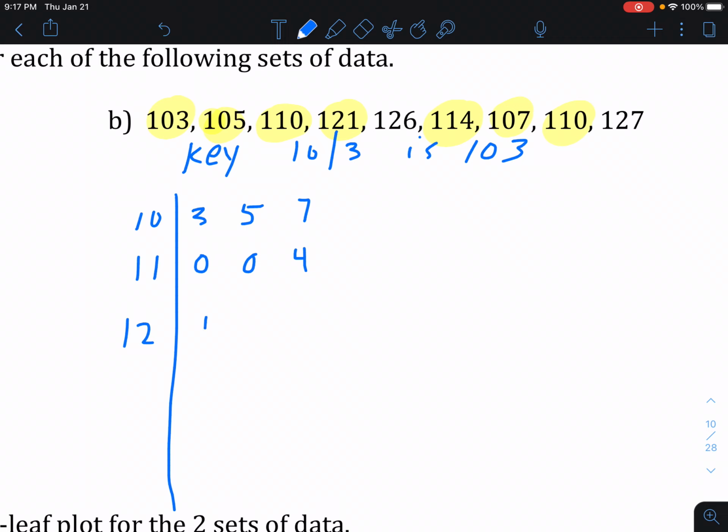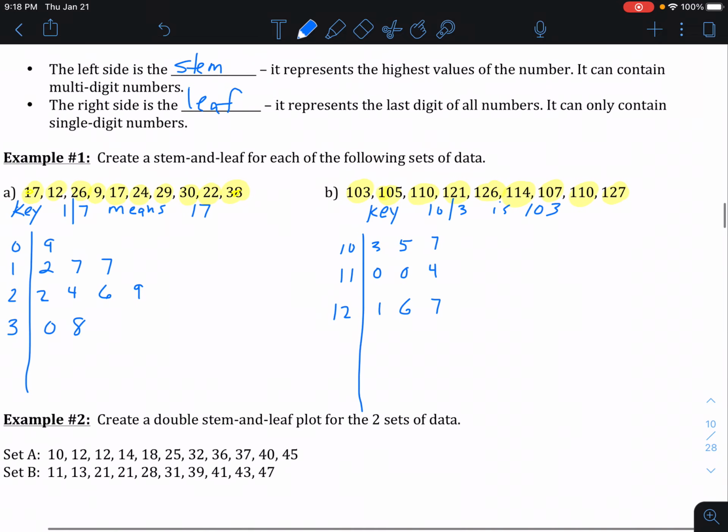121. I'm all over the place tonight. It's getting late. 126. And finally 127. So here we have our 9 numbers listed. So again, reminder, please make sure you're putting your key down.